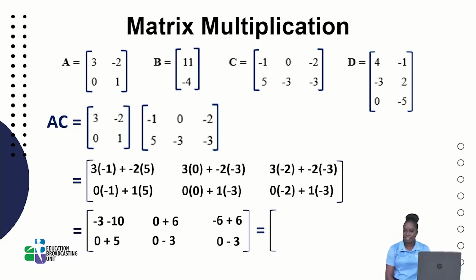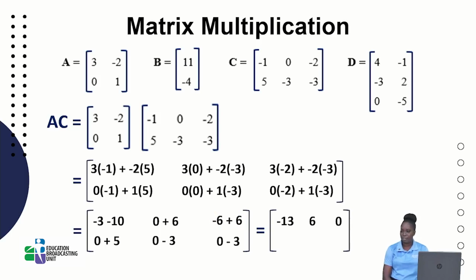Now that we have less to look at, we can come to our final answer for this matrix multiplication. Negative 3 minus 10, I read that incorrectly. Negative 3 minus 10 would be the same as, signs are the same, so we add and keep the sign. So that would be negative 13. 0 plus 6 is 6. And negative 6 plus 6 is 0.